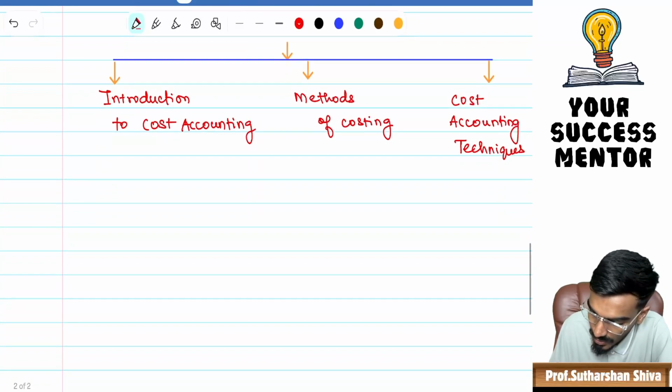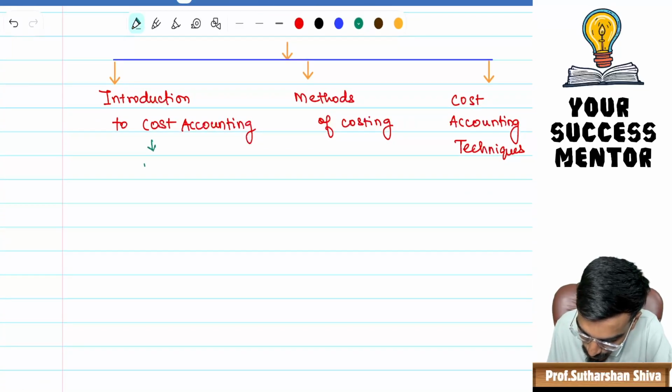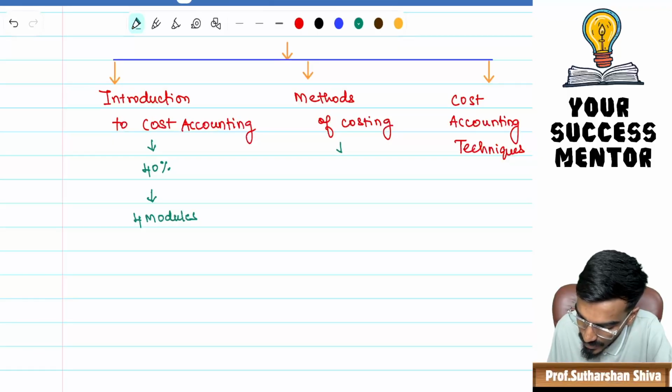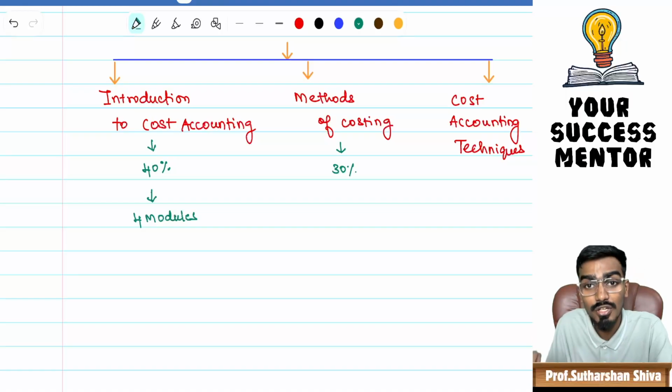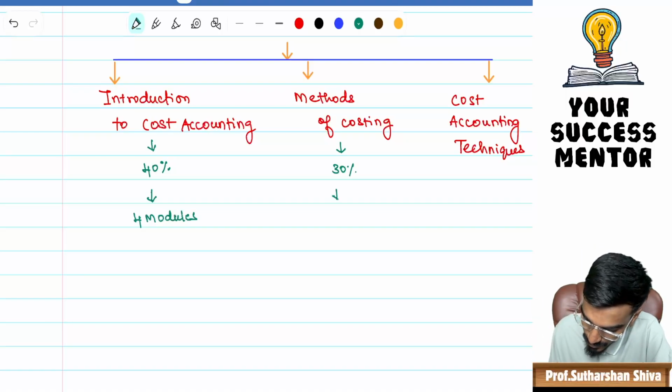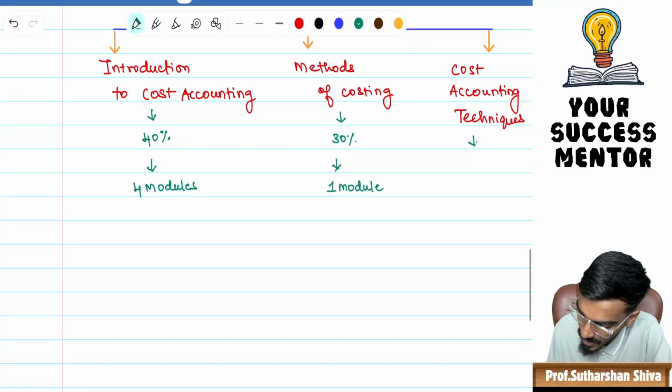Introduction to cost accounting will comprise 40 percentage of the syllabus. In that you will get 4 modules. Methods of costing will comprise 30 percentage of the syllabus, which comprises only 1 module. Again, costing techniques will comprise 30 percentage, which contains 1 module.